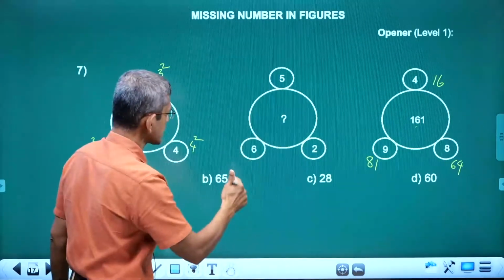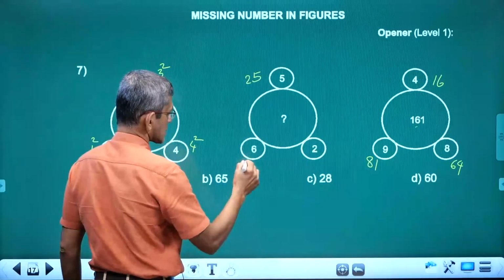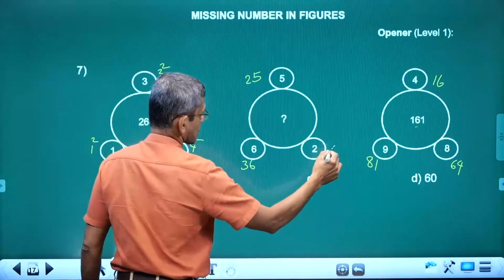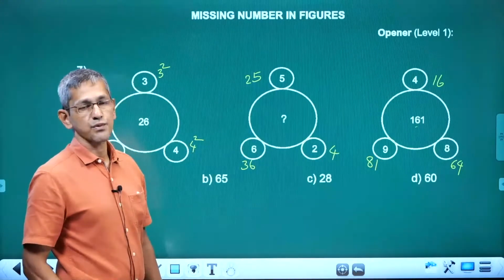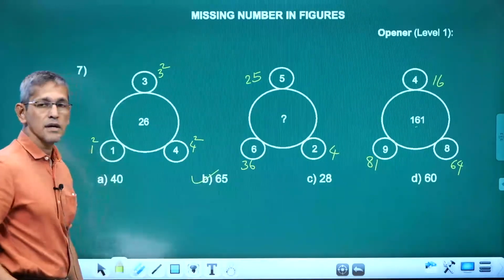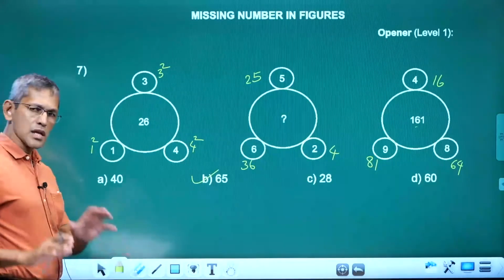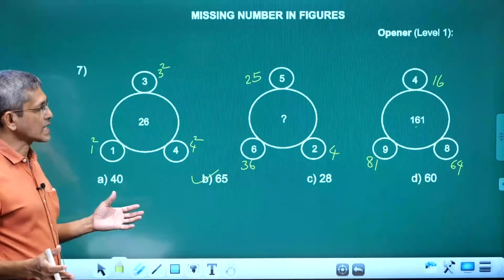And we apply it right over here. 5 square is 25, and this is 36, and this is 4. 2 square is 4. So it is 40, 40 plus 25. What is 40 plus 25? 65. Well, we have the answer right here, 65. So that's a pattern. It's not that complicated. However, you need to really think about what exactly is given here.